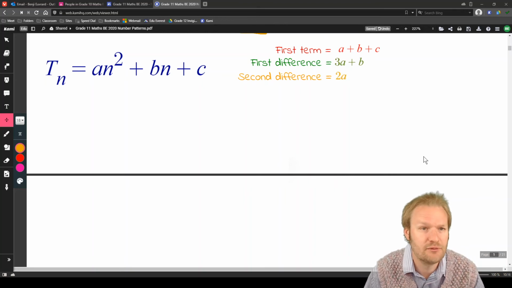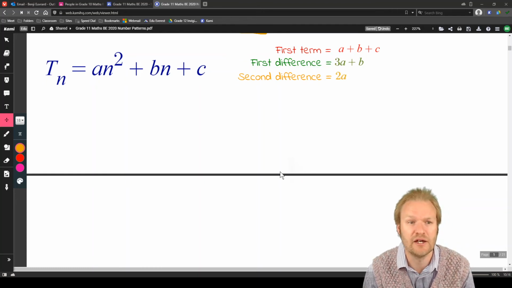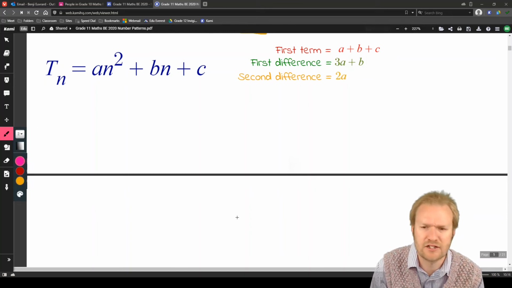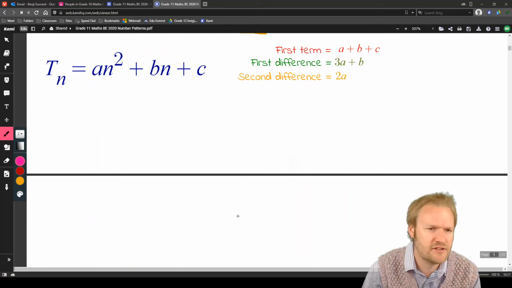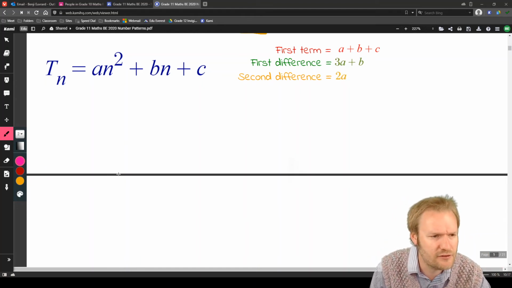Tn equals an squared plus bn plus c. First term's a plus b plus c. First difference is 3a plus b, and the second difference is 2a. Let's see how that is going to help us with what we were given. So let's go back to our example of 7, 10, 15, 22, etc. and see how that helps us get a formula for it.